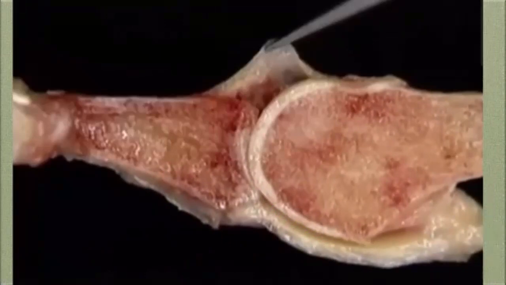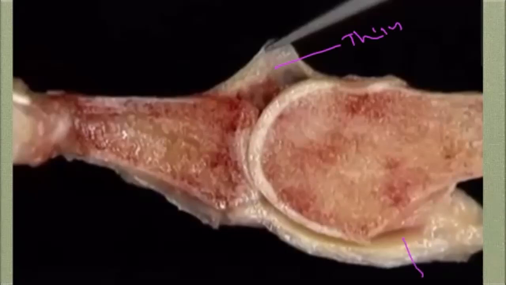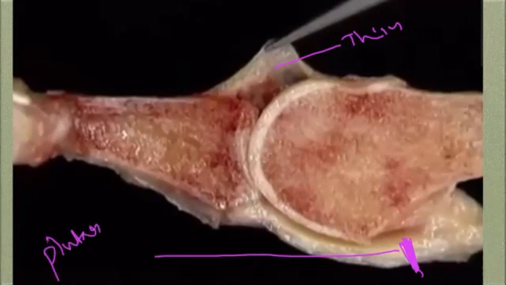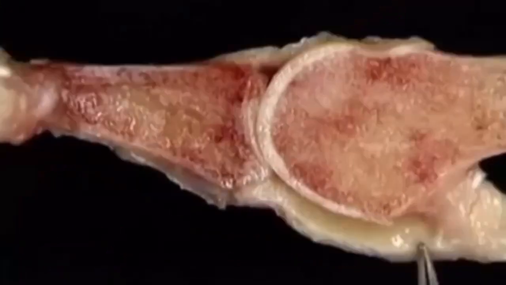See, dorsally the capsule is very thin, but plantarly it is very thick. This thick capsule is called the plantar ligament, right? It blends with the plantar and collateral ligaments. Laterally, you see how thick it is. This is the plantar ligament, right?